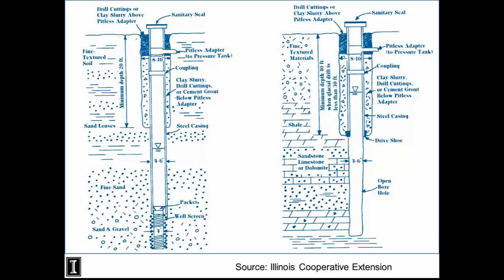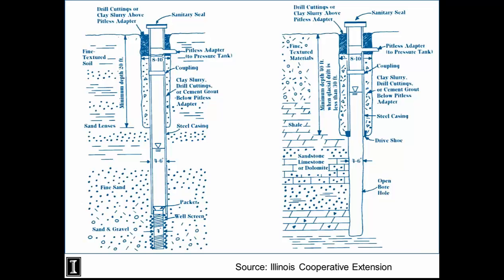Okay, so these are two other examples of a sand and gravel well and a bedrock well. It better shows there's a screen at the bottom on the diagram on the left, and you've got a water table. You're in this fine sand and gravel. There are sand lenses and clay lenses, and fine textured material means clay or silt. And you've got a pitless adapter. It goes to your pressure tank in your house.